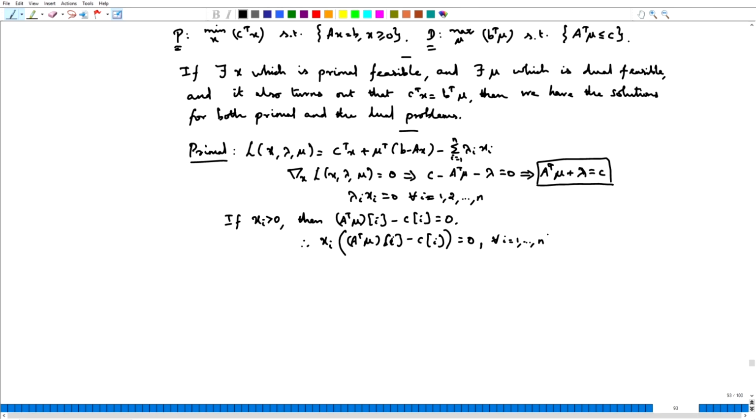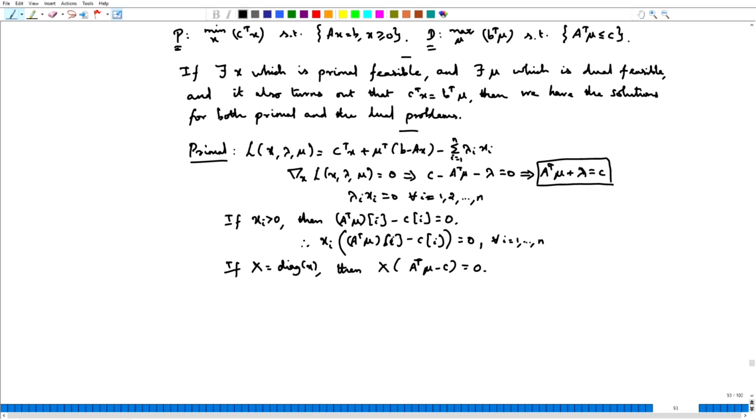Or in other words, if capital X is diag of x, I can write this in terms of a matrix. Then we have capital X into (A transpose mu minus c) equal to 0. So, this is a condition that actually relates x and mu. That is the reason we have written down all of this.